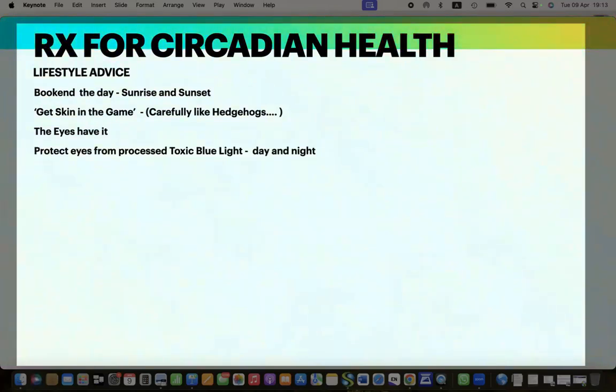So next thing, protect eyes from toxic blue light. So I'm wearing protective glasses at the moment. They shield out the blue side of the spectrum, the ultraviolet. So I wouldn't wear them outside, but these are for inside at night or when I'm looking at a computer screen. And be in the sunlight in the open air as much as possible.